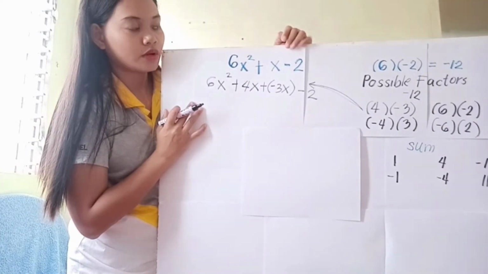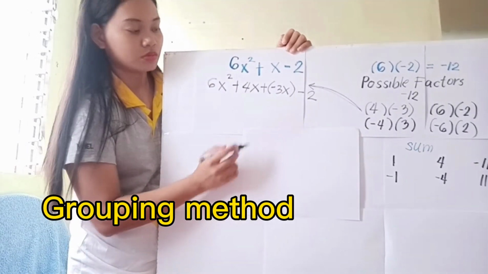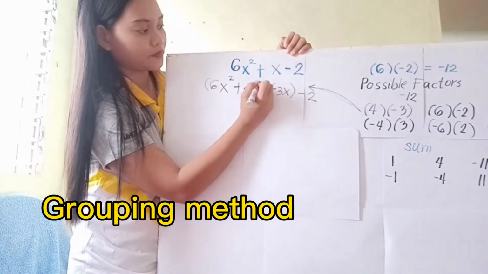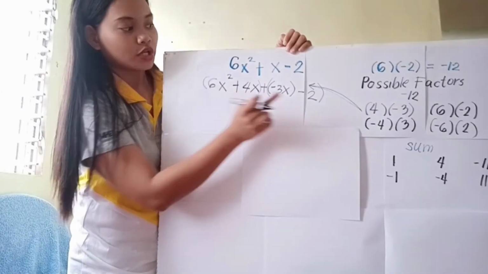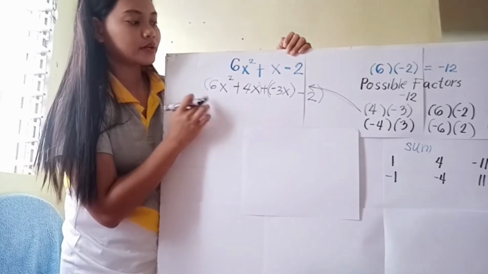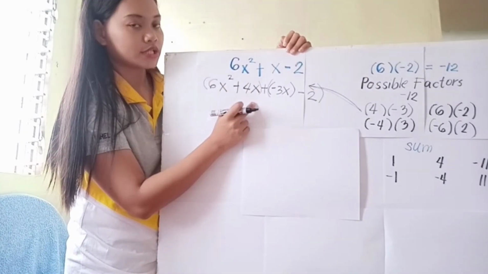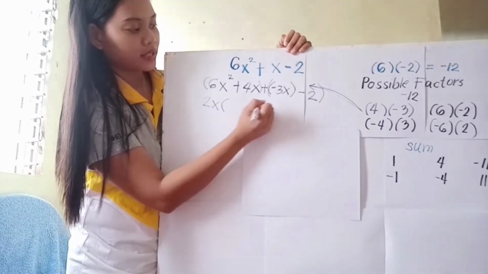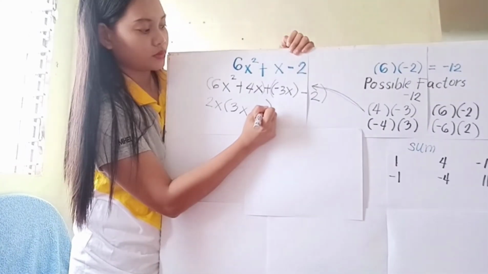For the next step, we can now group these expressions into 2. So, yun yung tinatawag nating grouping method sa pagka-factor. So, meron tayong first group tsaka second group. Unahin muna natin yung first group. Kailangan muna natin gumamit ng greatest common factor. So, yung common factor ng 6x squared at 4x ay 2x. So, factor out natin si 2x. And the remaining factor will be 3x plus 2.